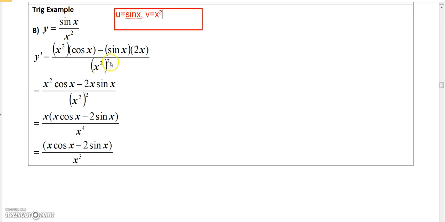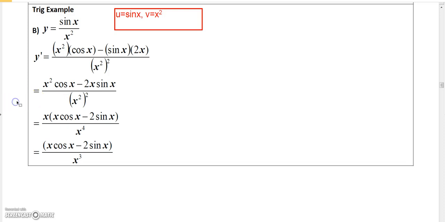You could go ahead and write it here, but I didn't write it till I got down a couple more steps. Now, clean this up a little bit. You get x squared cosine x here, and then let's put the 2x in front of the sine x, and you get minus 2x sine x. And actually, you could go ahead and make that x to the fourth there if you wanted to.